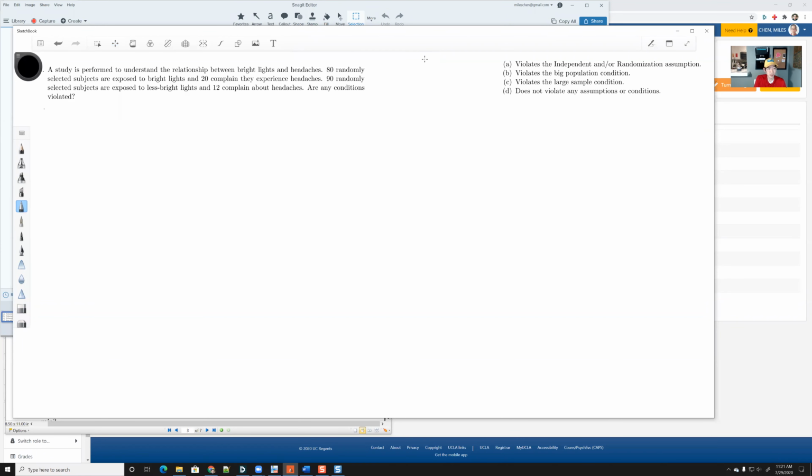Okay. So as far as A goes, independent and random. Okay. So here it says randomly selected, so this condition is met. So we are not in violation of this. Okay. All right. Big population.